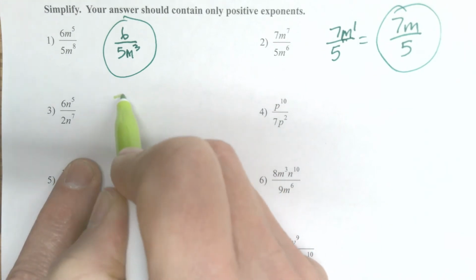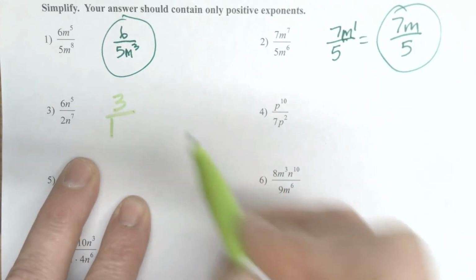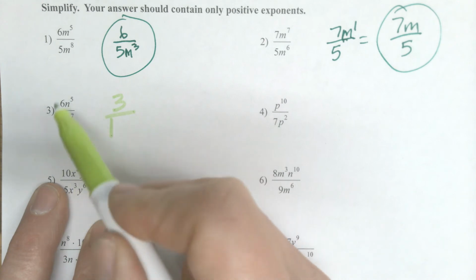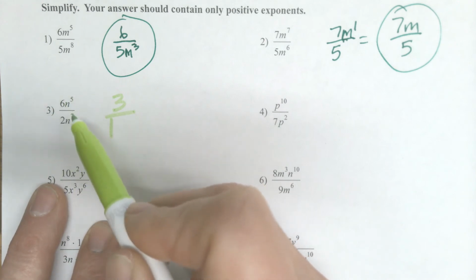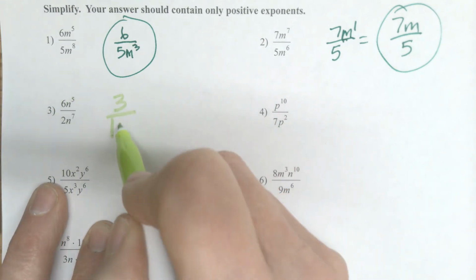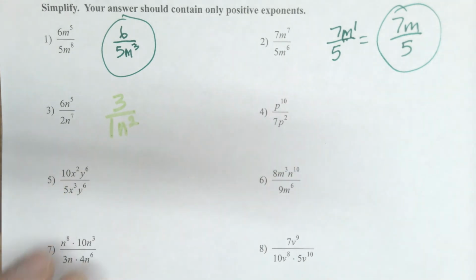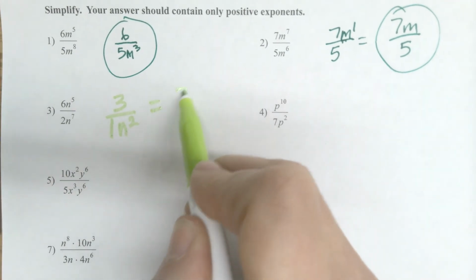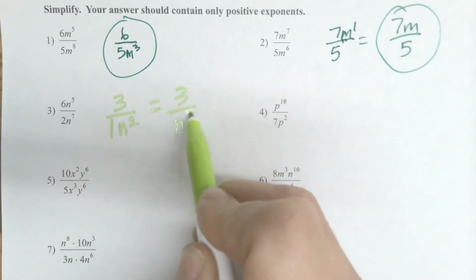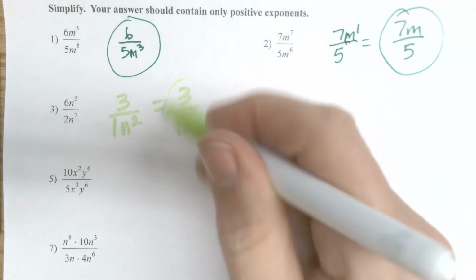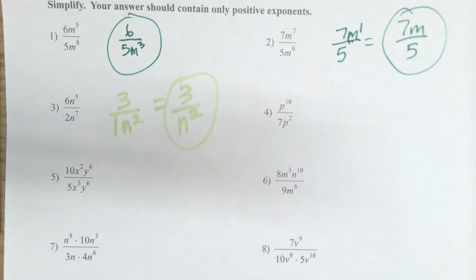That means I have 3 left on the top, 1 left on the bottom, and then I look at the variable. I have 2 more n's on the bottom, so I make it n squared. So this is 3 over n squared. That's a bad color, hey? Hard to see. I'll go to a different color.